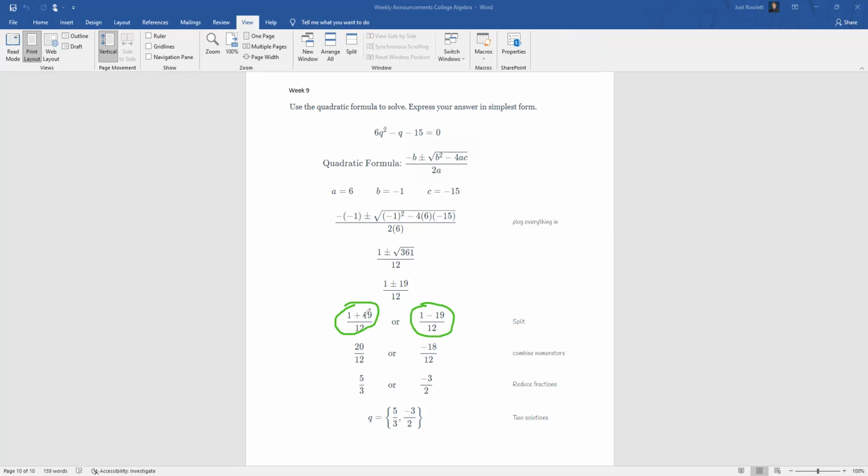And the rest of it is just simplifying. On the left side, I know that 1 plus 19 is 20 over 12. And then I have 1 minus 19, which is negative 18 over 12. If you reduce the fractions, 20 over 12 gives you 5/3, and negative 18 over 12 gives you negative 3/2. So we have two solutions here for q. One solution is 5/3, the other solution is negative 3/2. And if you were to take 5/3 or negative 3/2 and plug one of those into this equation for q, you would get 0.